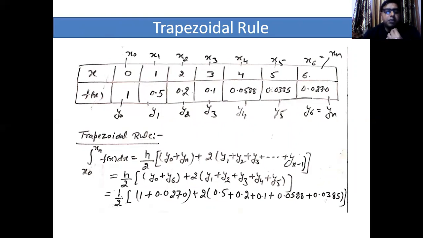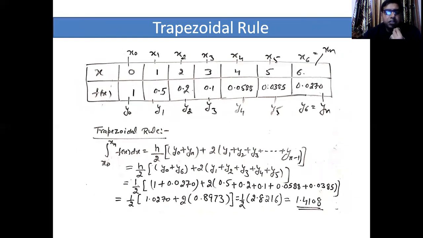Now we will substitute the values. What is y naught? Y naught is 1. What is y6? Y6 is 0.0270. And double the remaining terms 0.5 plus 0.2 plus 0.1 plus 0.0588 plus 0.0385, and multiply by 1 by 2 in the end. After calculations, we get the value 1.4108. This is how we use the trapezoidal rule to find the integration when the function is given in a table form. Now, our next method finds the same answer with a different method.